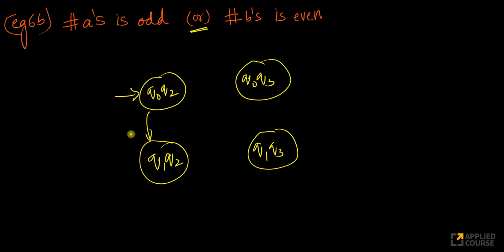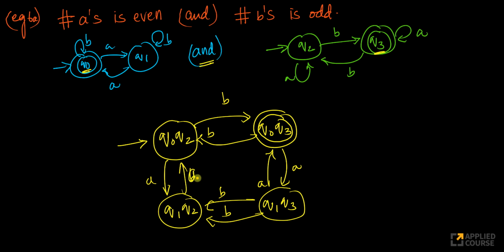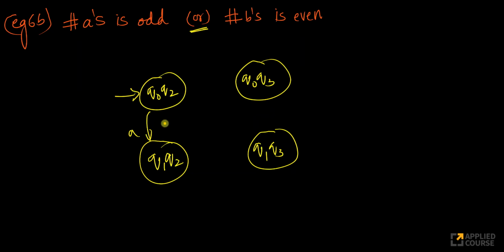Yes. So I have A. That's what I have, right? Sorry, this is A. My bad. So this is also A. This is A. This is A. This is B. This is B. This is B. This is B.